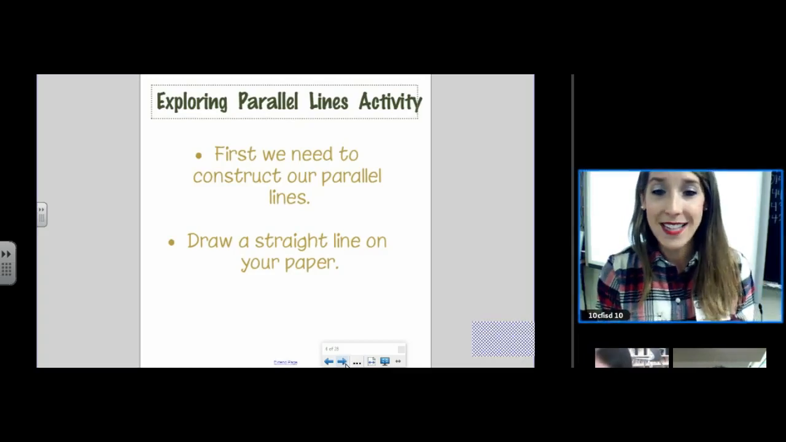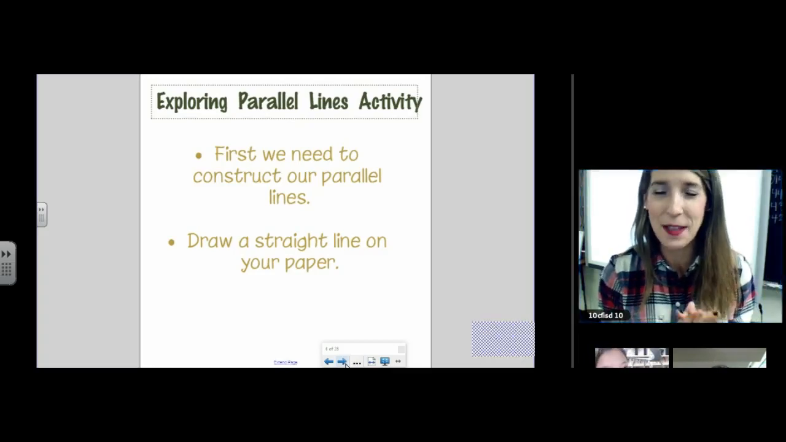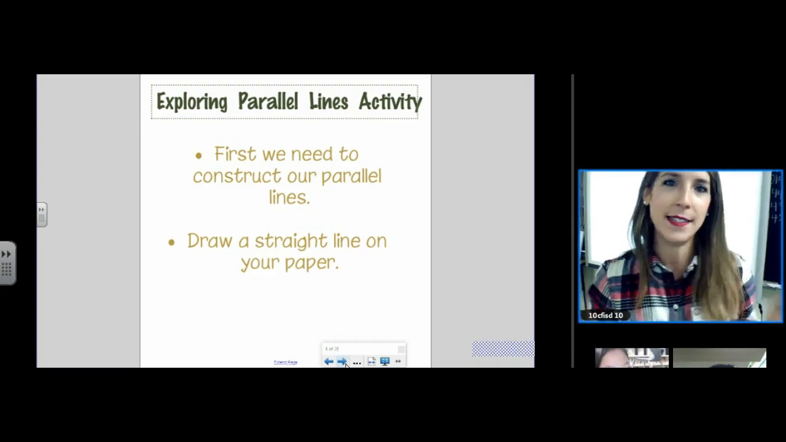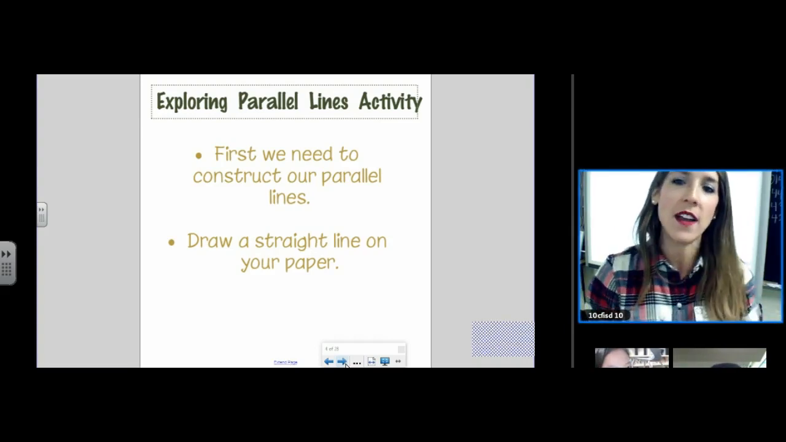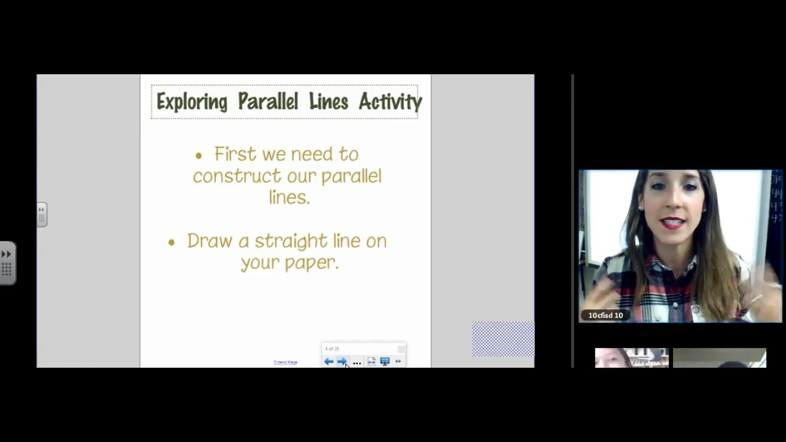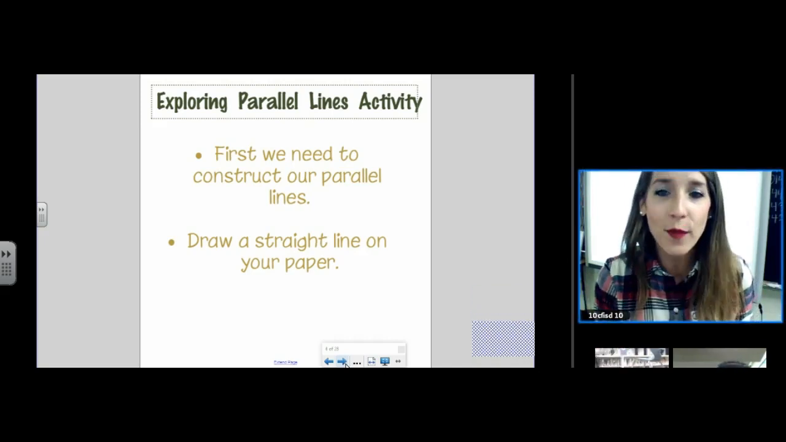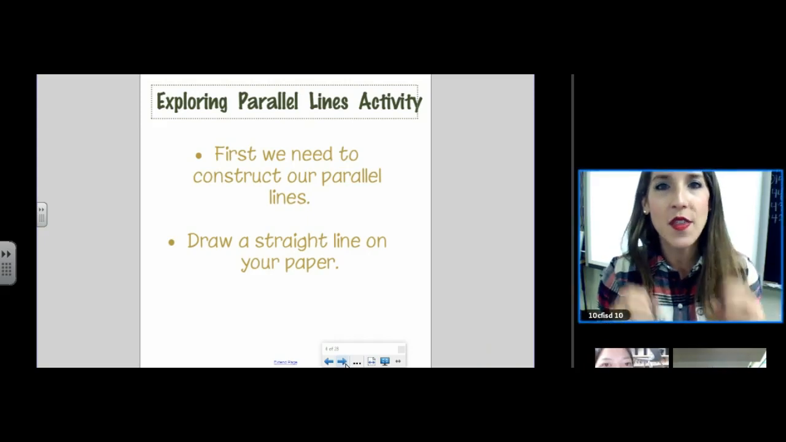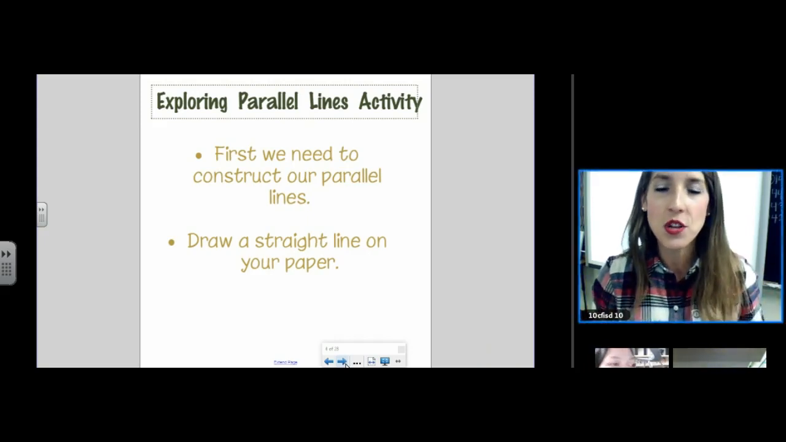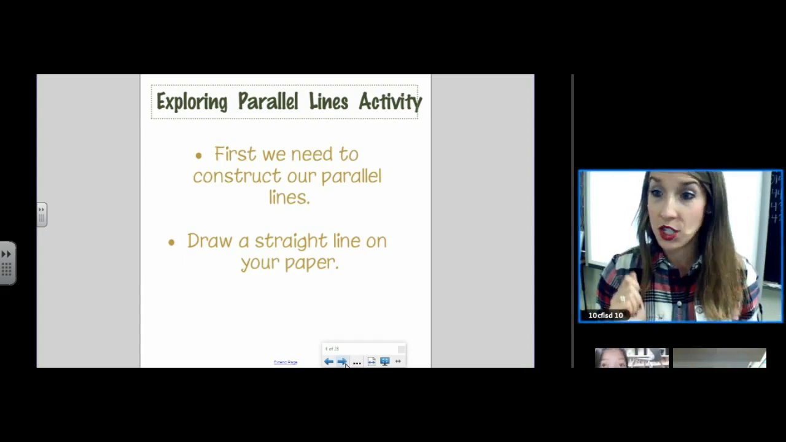So today we're going to take all of those words that we learned on Friday, same side exterior, alternate interior, corresponding, and we're going to write some theorems about them. I'm not going to tell you the theorems, we're going to discover the theorems. To discover the theorems, first we need to learn a new construction with our straight edge and our compass.